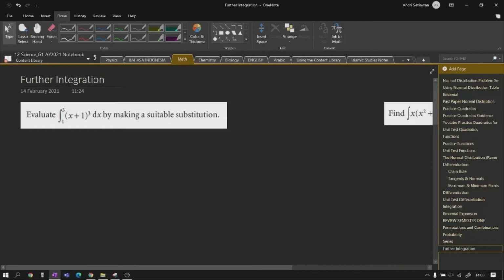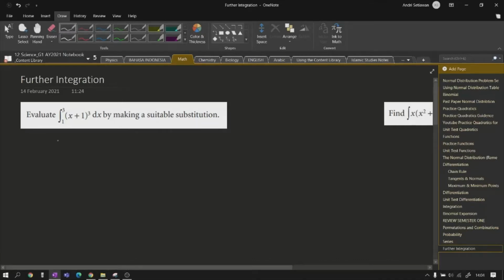Let's talk again about integration. This time, we will talk about further integration, the next step of basic integration. In the previous semester, we talked about how to integrate a simple form of integration. If you find an equation like this, where you don't meet another variable outside the bracket, you can actually directly integrate this form.